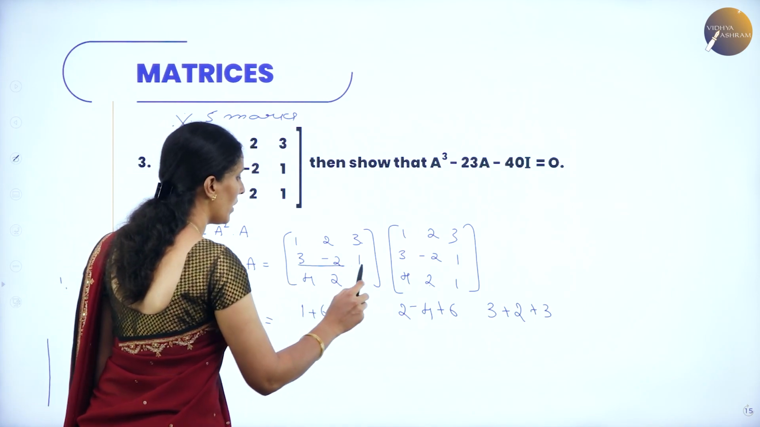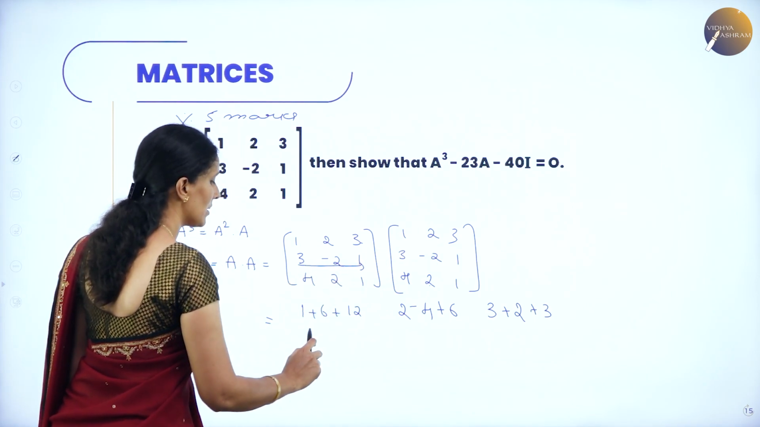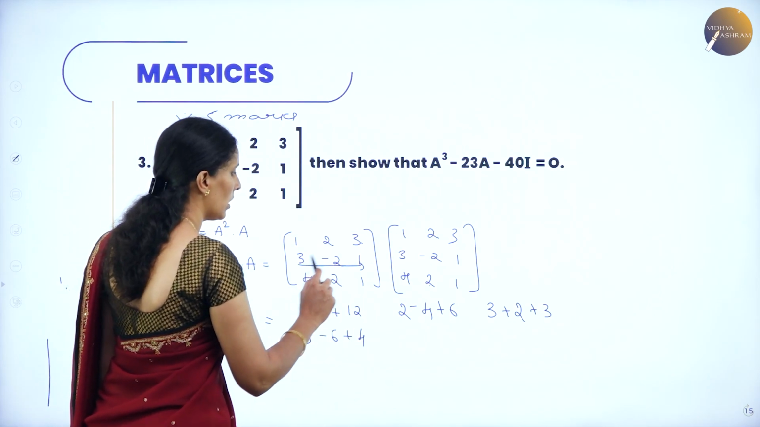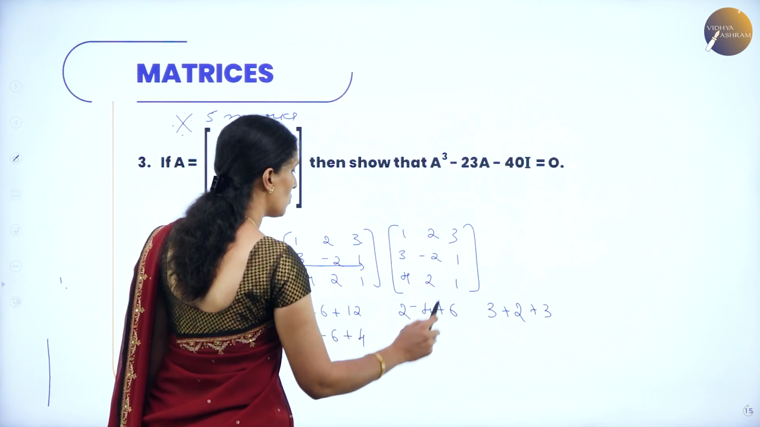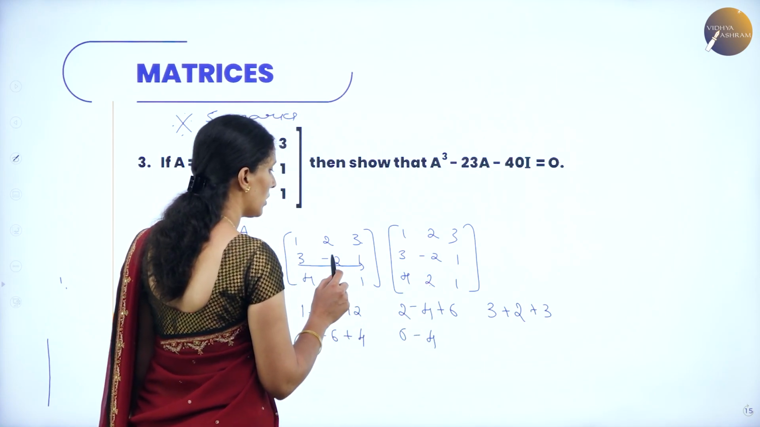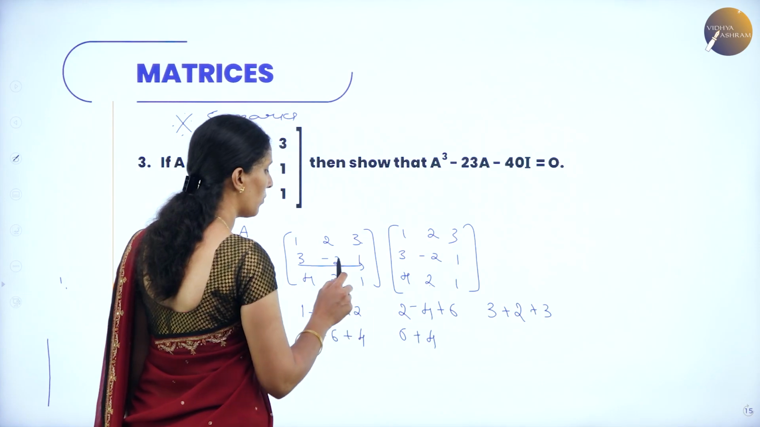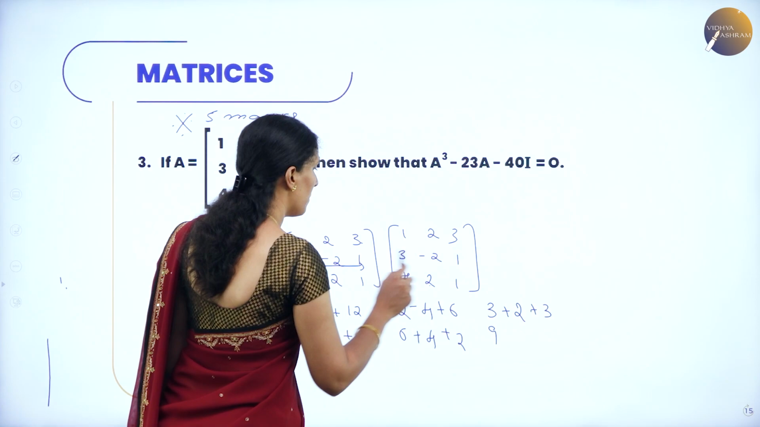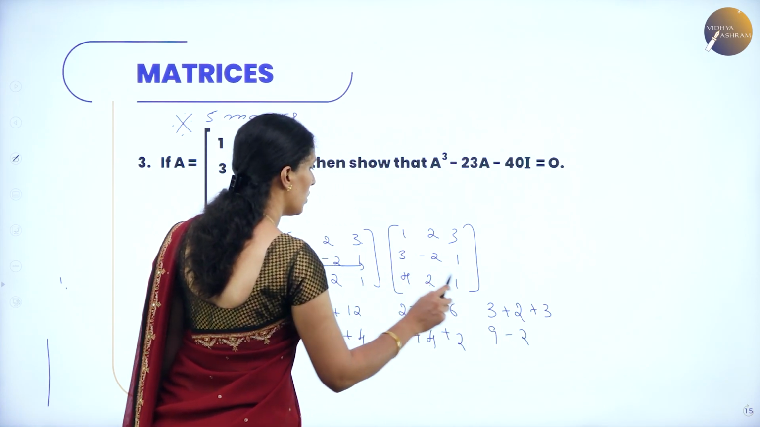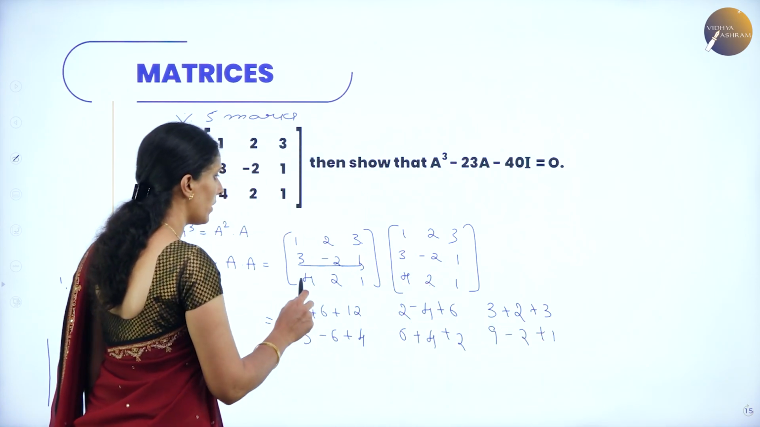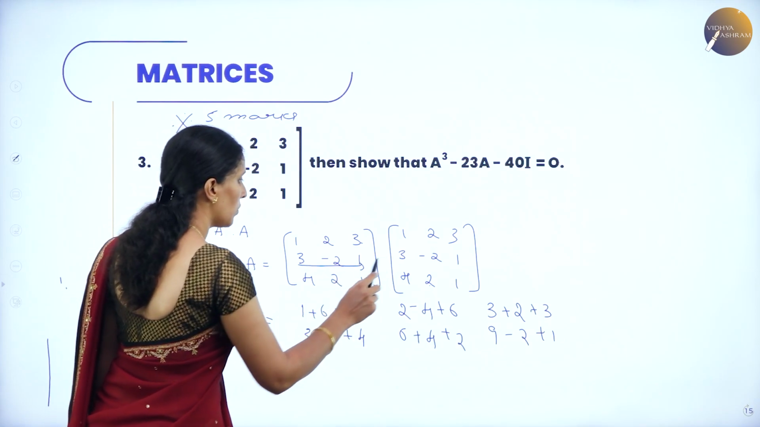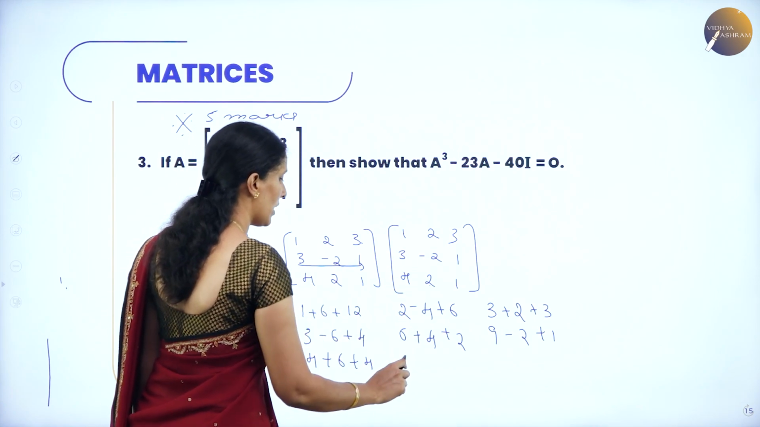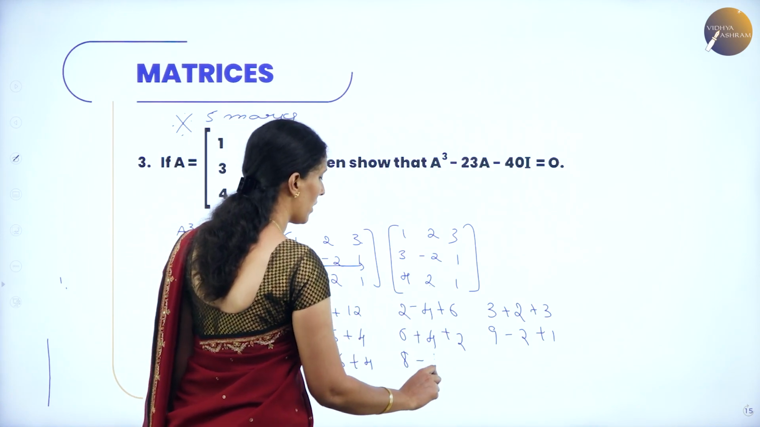Next, second row we are taking with all the 3 columns. 3 1s are 3, 3 into minus 2 minus 6, 1 4s are 4, 3 2s are 6, minus 2 minus 4. So here it becomes plus 4. Next we have 1 2s are 2, 3 3s are 9, minus 2 into 1 minus 2, 1 1s are 1. Next we have 4 1s are 4, 2 3s are 6, 1 4s are 4, 4 2s are 8, 2 into minus 2 minus 4.